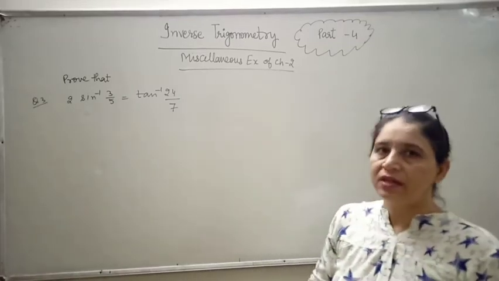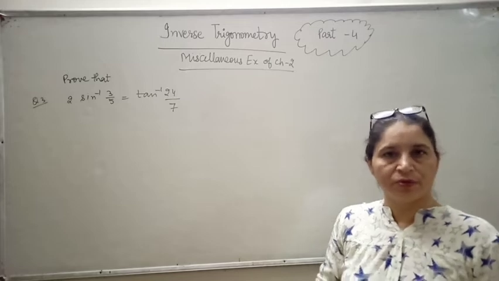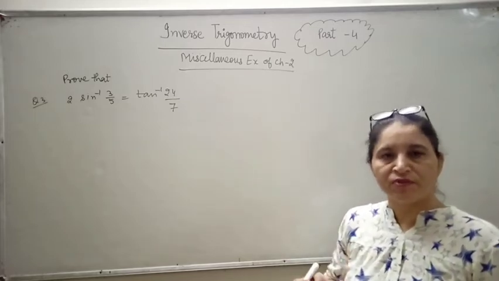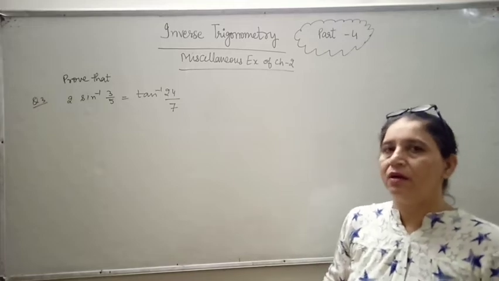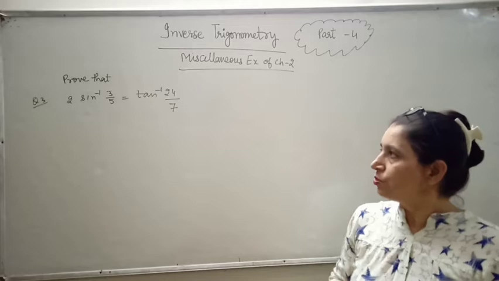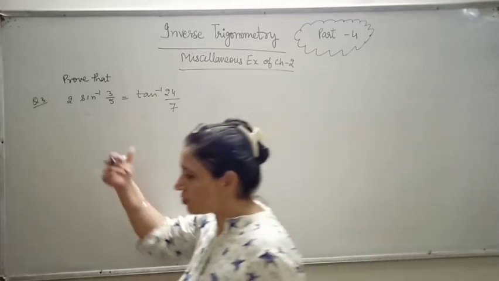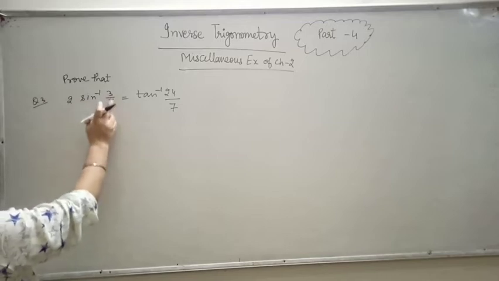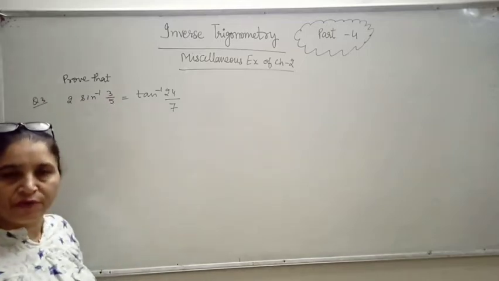Today we will start the miscellaneous exercise of chapter 2. In this exercise, the first two questions we have already done when I explained exercise 2.1. So today I am going to start with question number 3, in which you have to prove that 2 sine inverse 3 by 5 is equal to tan inverse 24 by 7.